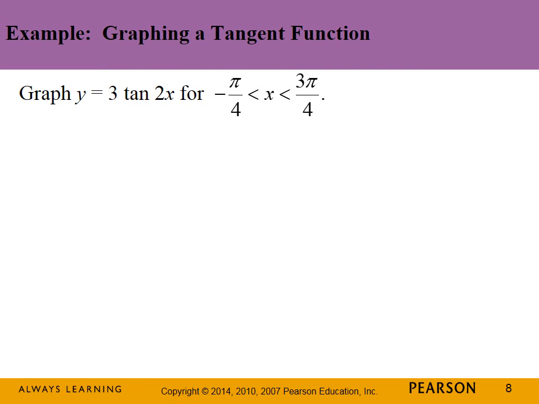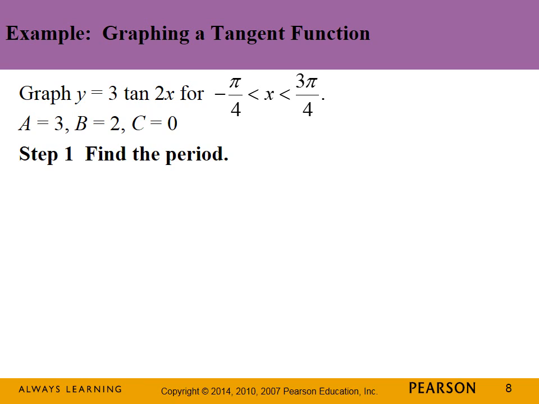We're going to graph the function y equals 3 times the tangent of 2x over the interval from negative pi over 4 to 3 pi over 4. So let's go through the steps. Notice that a is 3, b is 2, and c is 0. First we're going to find the period. So notice that b equals 2, and that means that pi over b is going to equal pi over 2. That's the period.